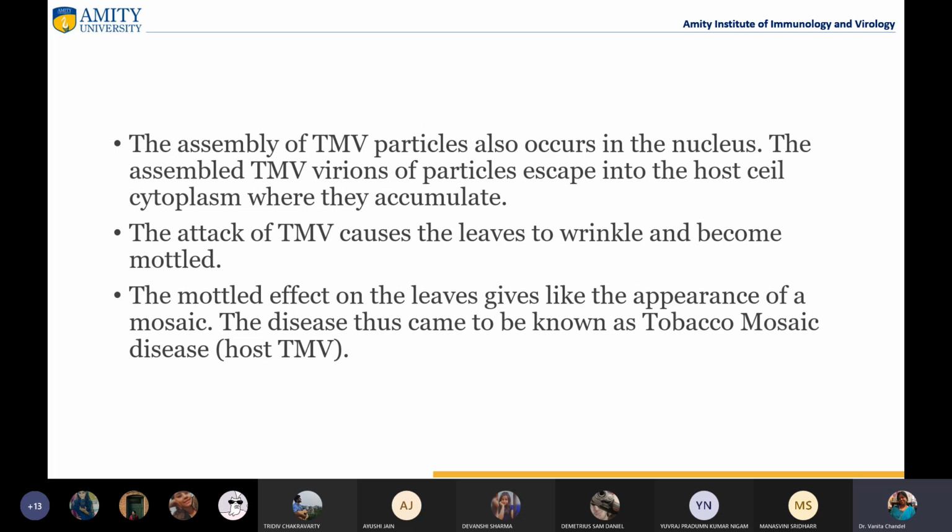Now the attack of TMV causes leaves to wrinkle. When they increase in number, it causes leaves to wrinkle and become mottled. The mottled effect on the leaves gives the appearance of a mosaic. The disease thus came to be known as tobacco mosaic disease, or tobacco mosaic virus in tobacco.